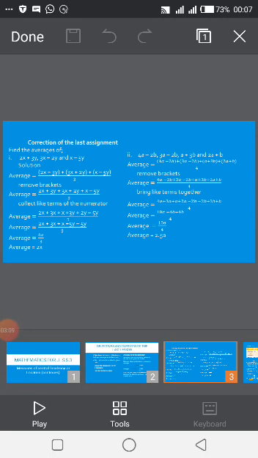Number 2: 4a minus 2b, 3a minus 2b, a plus 3b, and 2a plus b. You're asked to find the average. The same thing: add them up, remove brackets, and then you have 4a minus 2b plus 3a minus 2b plus a plus 3b plus 2a plus b, all divided by 4. You are dividing by 4 because you have 4 items in that set.